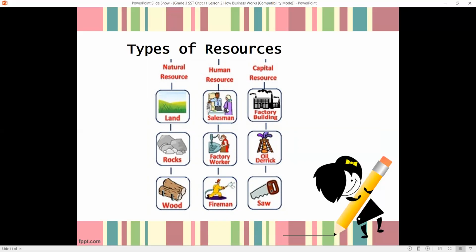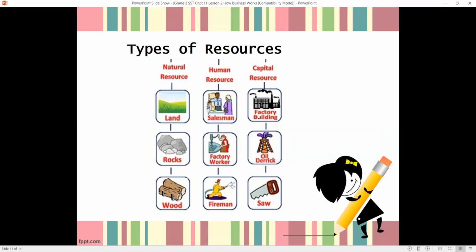Then human resource. Here you have a salesman. Salesmen are the people who sell items to you when you go to a shop, right? Then you have a factory worker who's working in the factory to make things better for us, to get the products for us. Here you have the fireman who also comes under human resource because he is lending a service to the citizens, helping us in need.